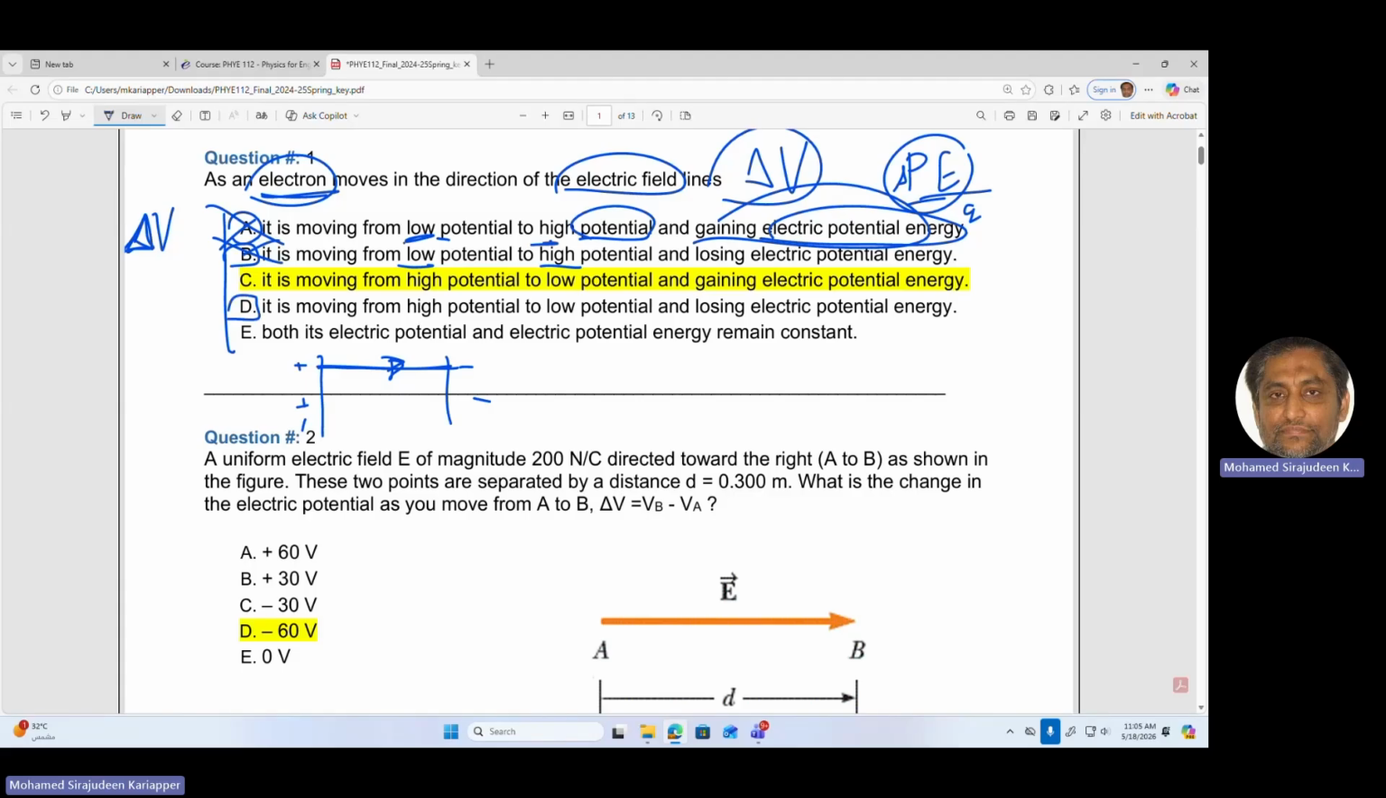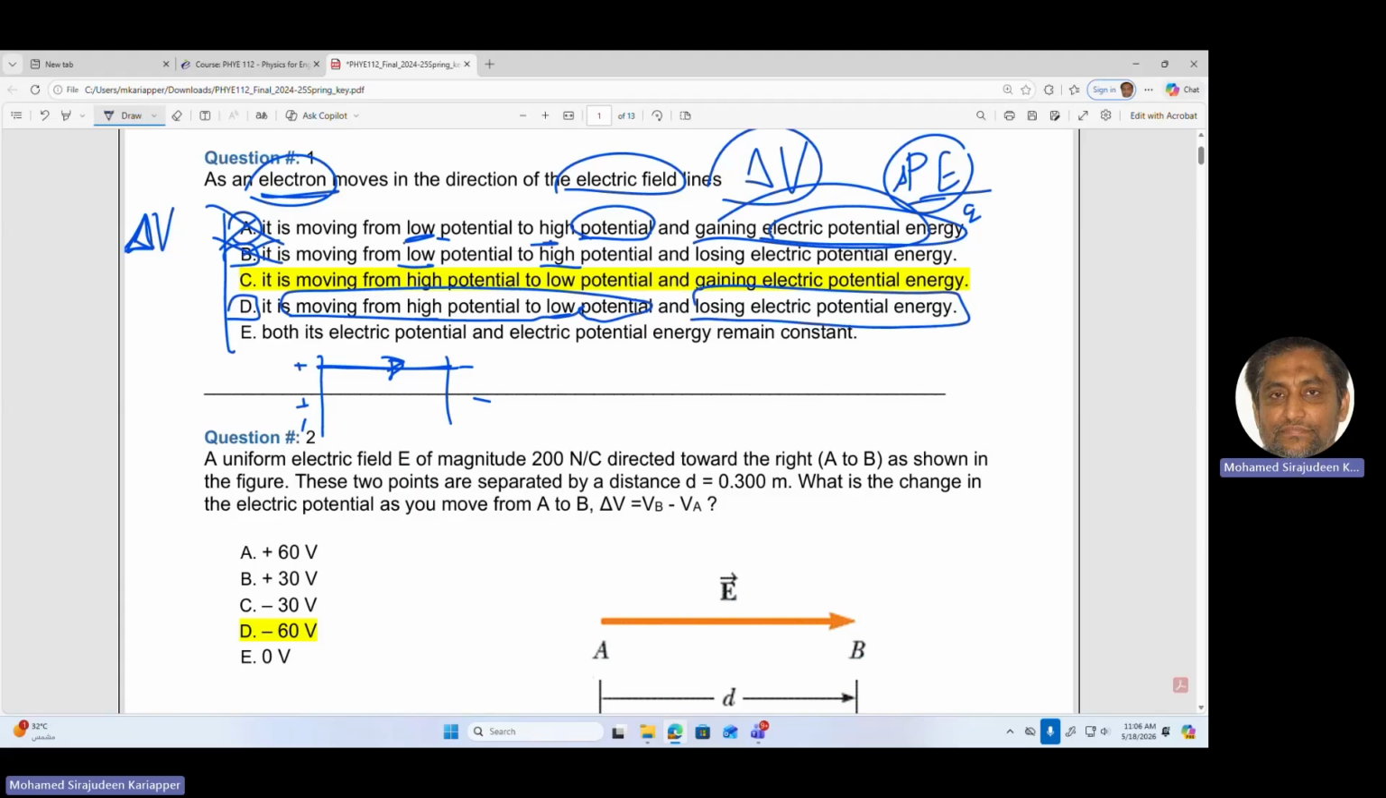It seems to be correct, at least the first part, high to low. When you move in the direction of the electric field, independent of what kind of charge we have, it doesn't depend on that. The potential is only a property of the electric field. It decreases, so this is correct. Well, at least the first part is correct. What about the second part?